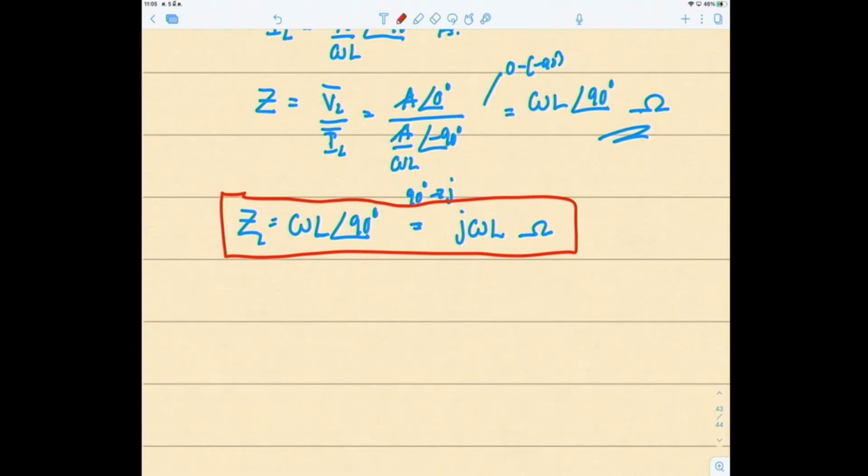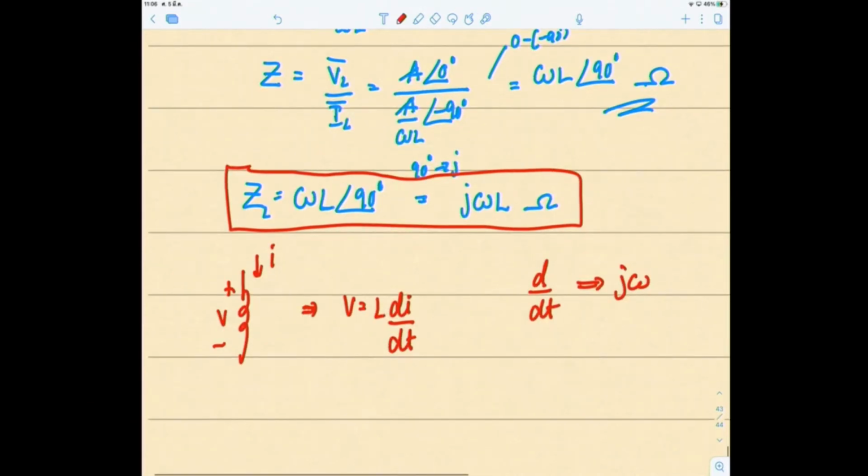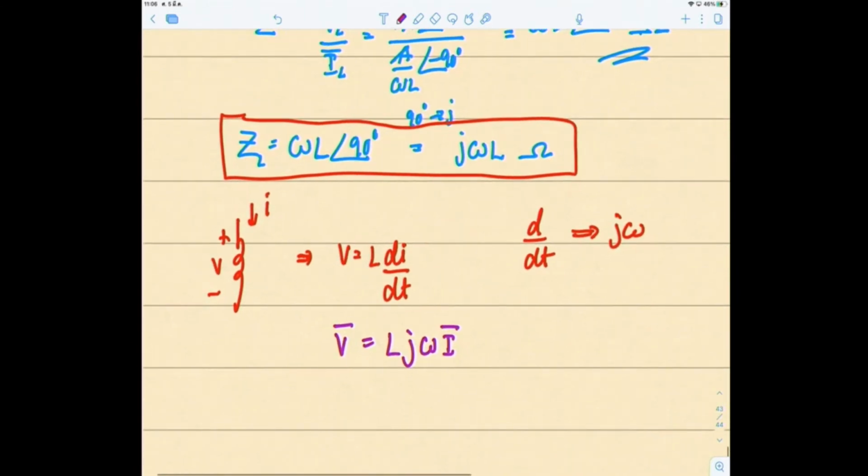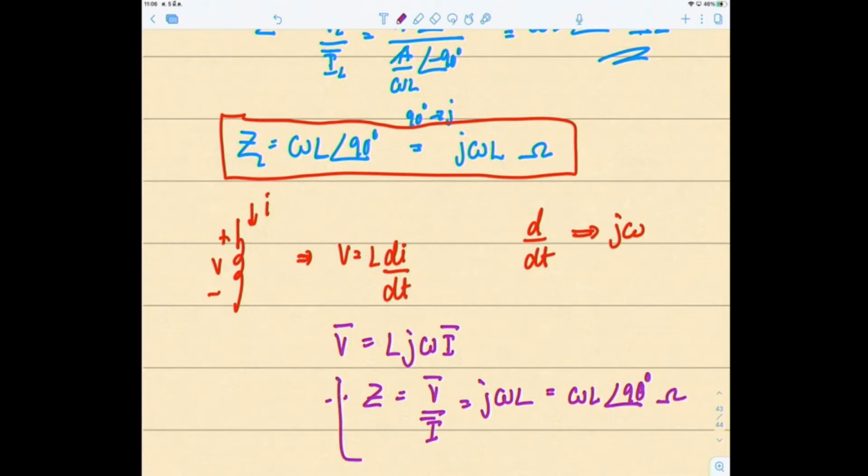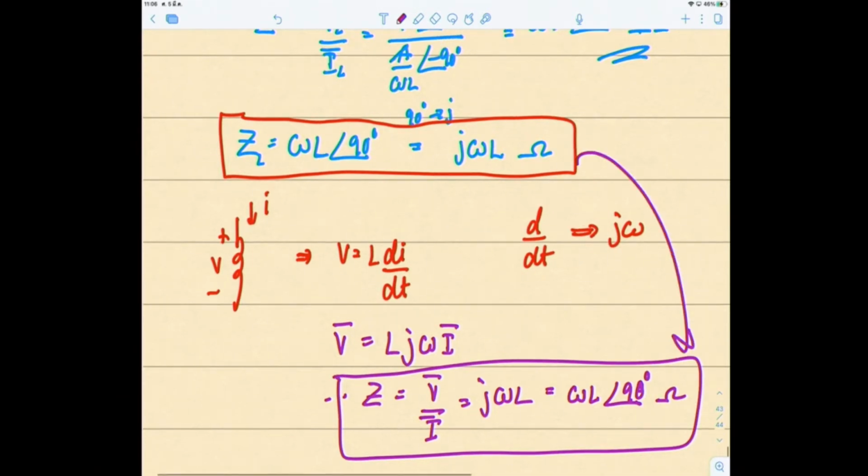We know that the relationship between the current and the voltage for an inductor is V equal to L di by dt. Well, we know that if you have d/dt in phasor form, you simply put j omega in front. So V becomes V in phasor form, L, d/dt becomes j omega in front, and i becomes I phasor form. So phasor V equals L j omega phasor I. Therefore, the impedance is phasor V over phasor I, so it becomes j omega L. j is equivalent to 90 degrees, so it's omega L angle 90 degrees ohms. Ta-da! Same thing. See? Beautiful or what?